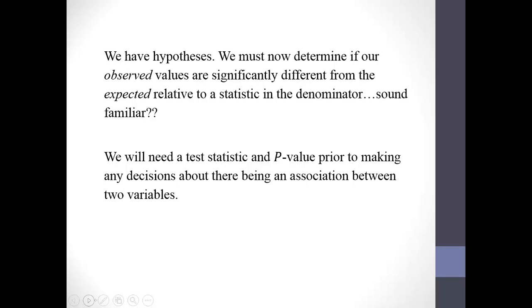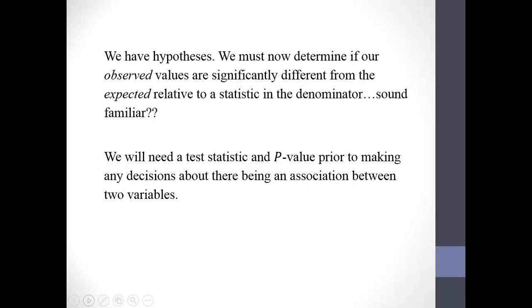Okay, so again, where are we going here now? We have our hypotheses, so we've thought about what our null and alternative hypotheses are. Our goal now is how we would test those things. We want to determine if what we observed, the numbers we actually observed when I took these 356 people and put them in a two-way table, are significantly different from what I would expect those cell counts to be.